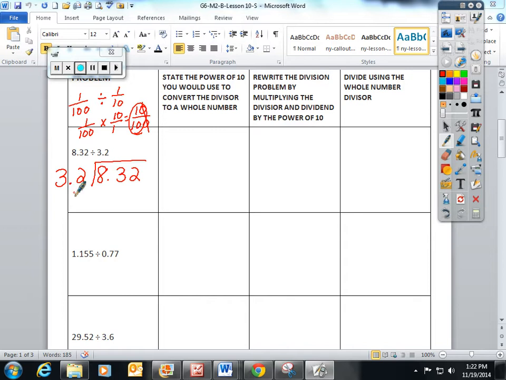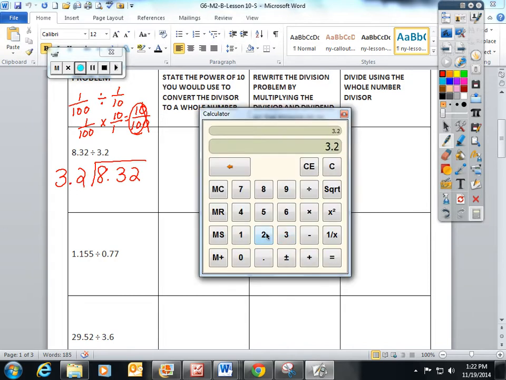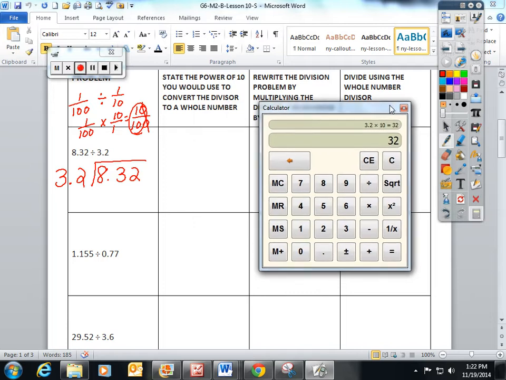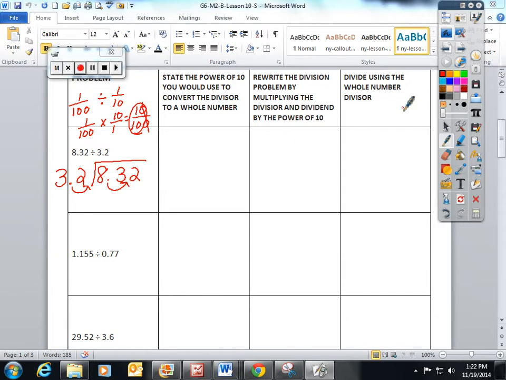If I multiply 3.2 times 10, it changes 3.2 to the whole number 32. Multiplying it by 10 is the same as moving a decimal place one spot to the right. Whatever I do on the outside to my divisor, I also must do to my dividend. So the students and I talked about what power of 10 I used to convert the divisor to a whole number. It was 10, or 10 to the first power.